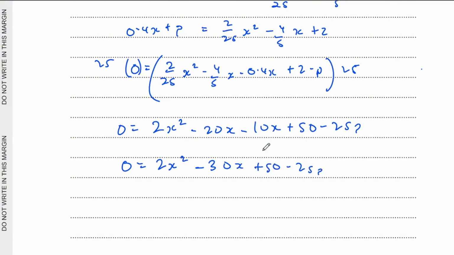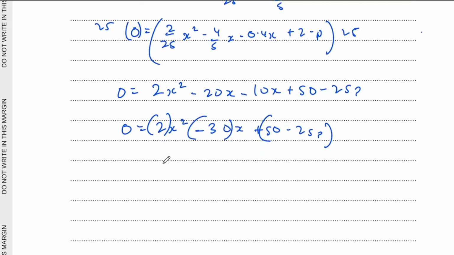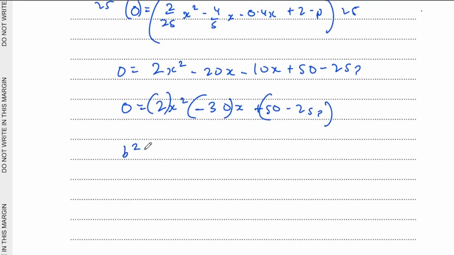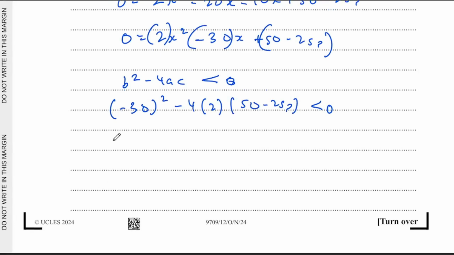And with this we can find our discriminant. This is going to be our c, this is going to be our b, and this is going to be our a. So b squared minus 4ac, we want it to be less than 0 because we don't want it to intersect, right? So negative 30 squared minus 4, a is 2, c is 50 minus 25p, less than 0. This is going to be 900 minus 8 times 50 minus 25p. So 900 minus 400, and then negative 8 times negative 25 is just 200p.